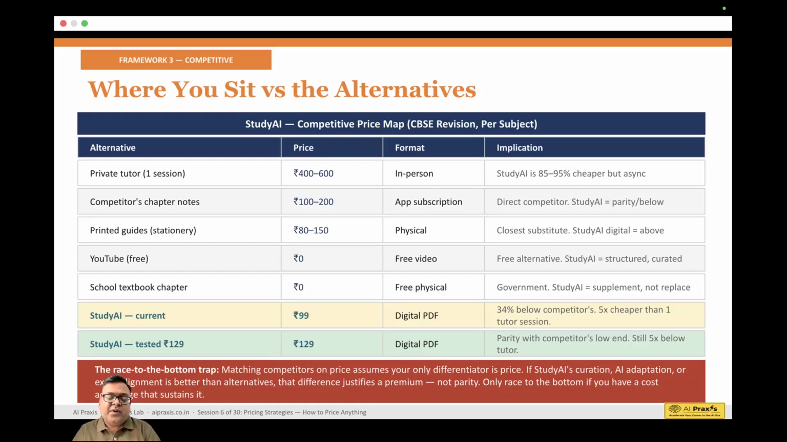So, the race to the bottom trap. Matching competitors on price assumes your only differentiator is price. Don't make this mistake. If Study AI's curation, AI adaptation, or exam alignment is better than the existing competition, that difference justifies a premium, not parity, not equality. Only race to the bottom if you have a cost advantage that sustains it.